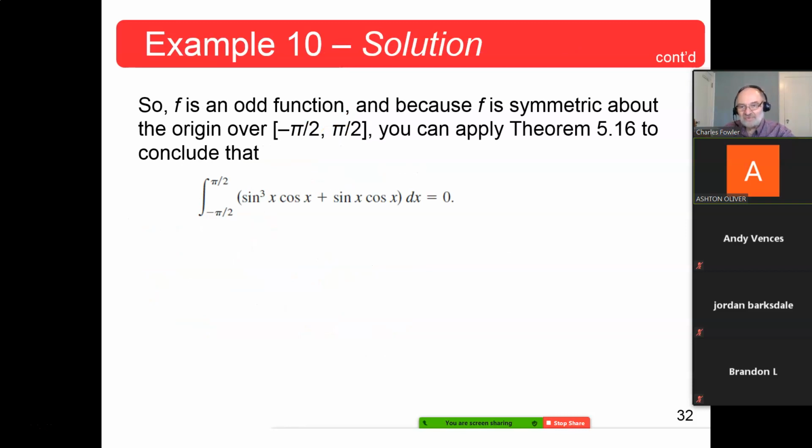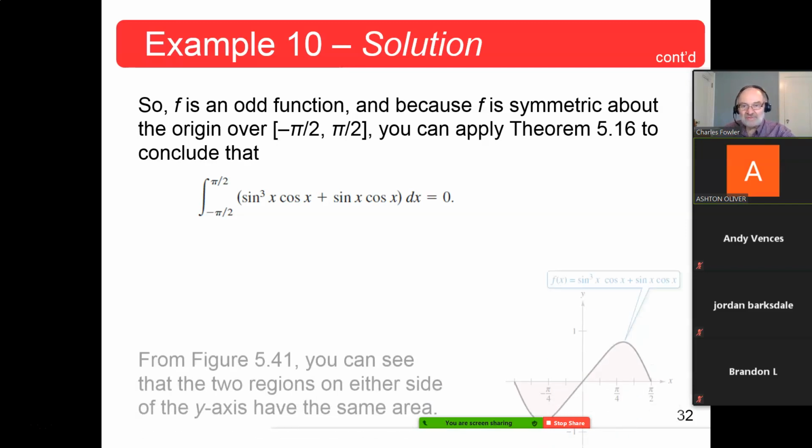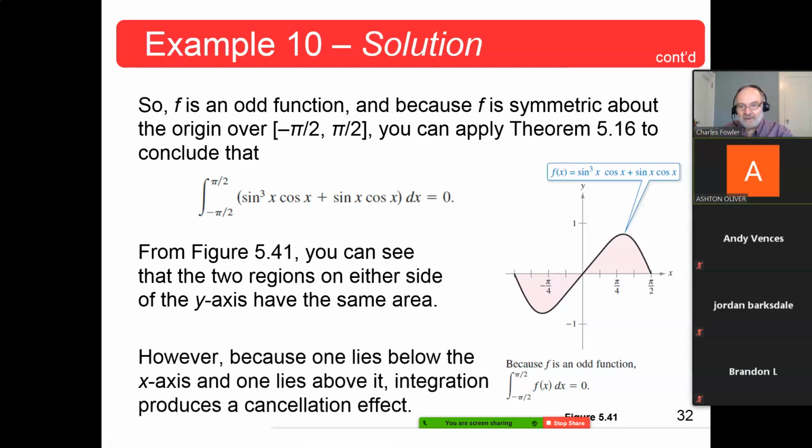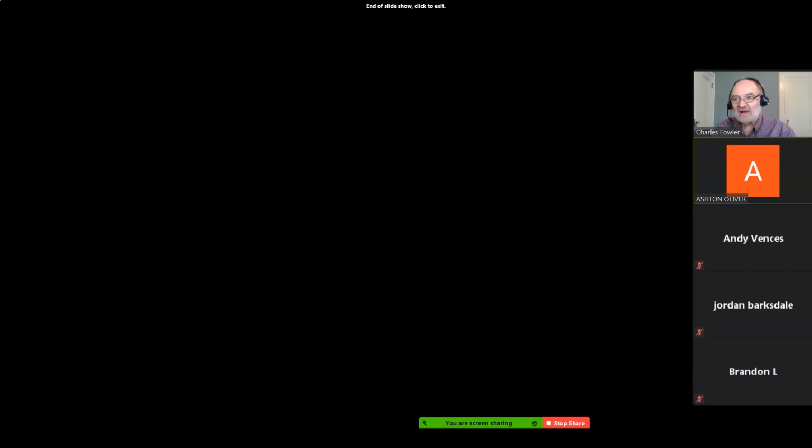My goodness, it was so much easier to do than a u substitution, but this works just as well. In my mind it was. Maybe you think this is easier. And if you did draw the graph of that here, surprisingly, it comes out looking like that. Not quite like a sine function, but close to it. And the same area is over here that you have up here, so therefore they add to 0. All right. Any questions on that? All right. However, because one lies below the x axis and the other's above, the integration produces a cancellation effect, giving you 0. That's the last of section 5.5.